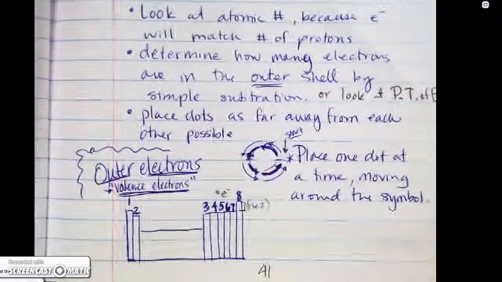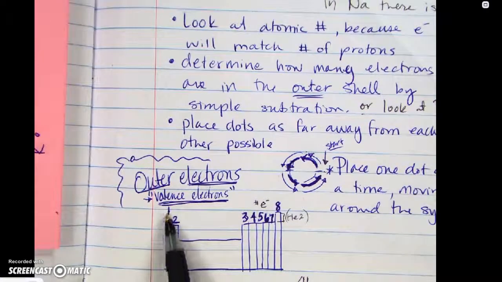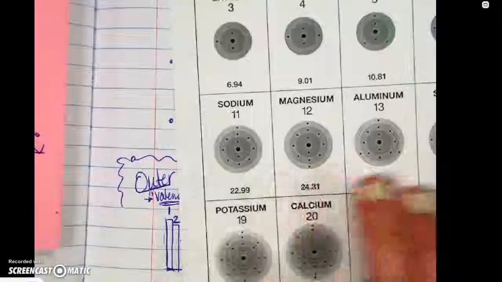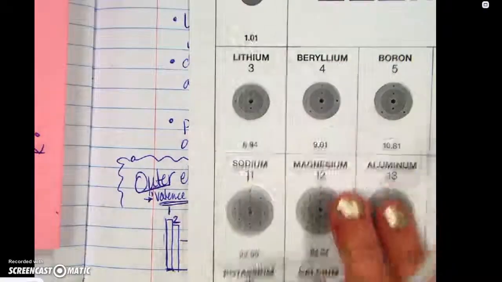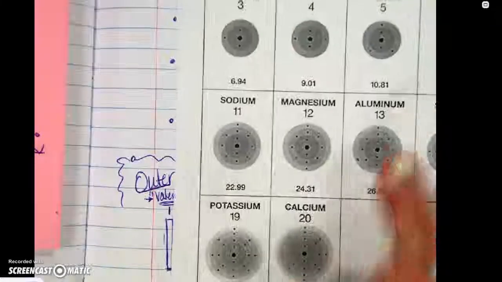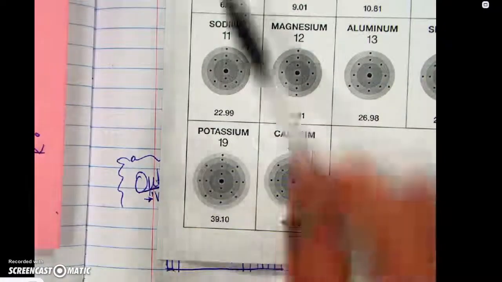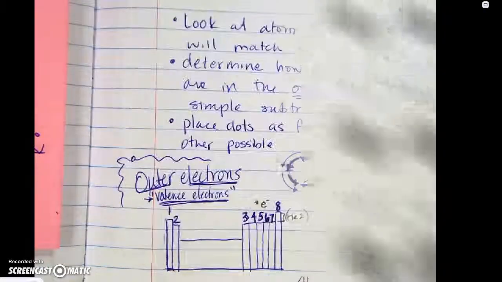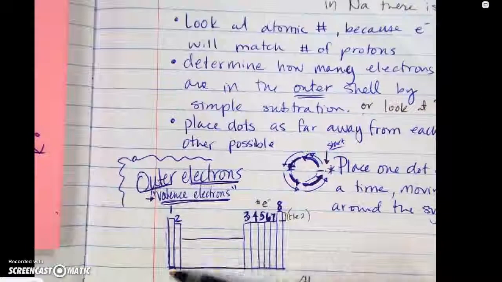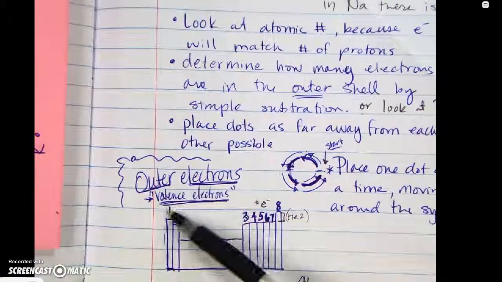Okay, so here's the trick. Here's how valence electrons work. Here's how outer electrons work. They kind of line up. Like I showed you with hydrogen, there's 1. Hydrogen, there's 1. Lithium, there's 1 in the outer shell. Sodium, there's 1 in the outer shell. Potassium, there's only 1 in the outer shell. So all the 1s line up.